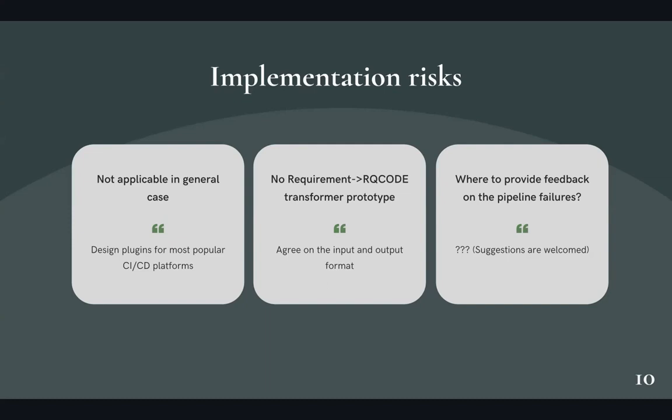And the last one is that we should provide feedback if something fails in the pipeline. And actually, this is the same as for applicability in CI/CD platforms. Not everyone uses the same means to provide feedback. And in this case, it is even more complicated to agree on some general case. So here we would appreciate some suggestions on how to fix this.